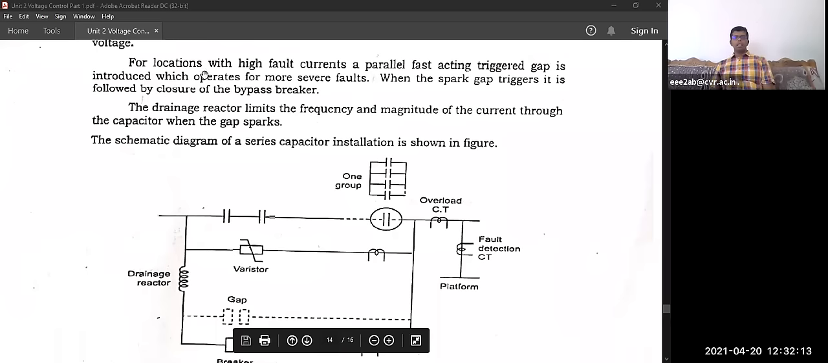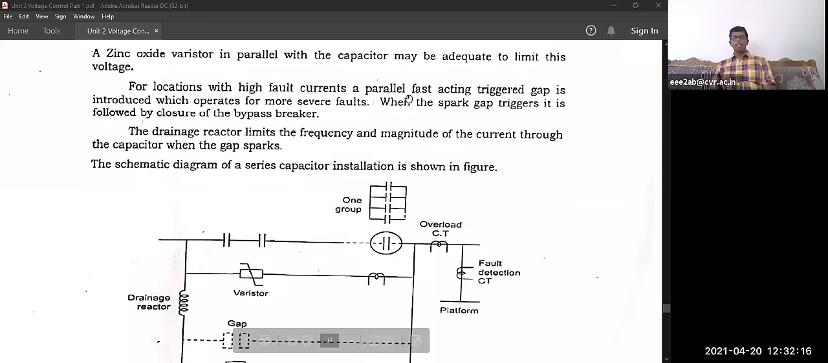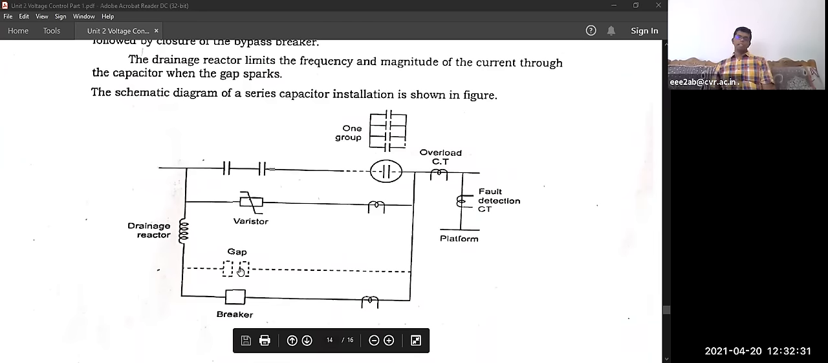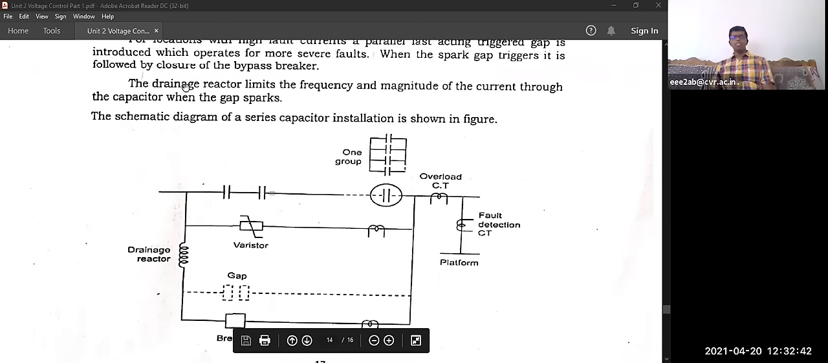Due to the high fault currents, a parallel fast-acting triggered gap is introduced, which operates for more severe faults. When a spark gap triggers, it is followed by the bypass breaker. So here a fast spark will get triggered, and automatically this will be compensated. The high fault currents will be compensated by using these spark gaps. The drainage reactor limits the frequency and the magnitude of the current to the capacitor when the gap sparks.